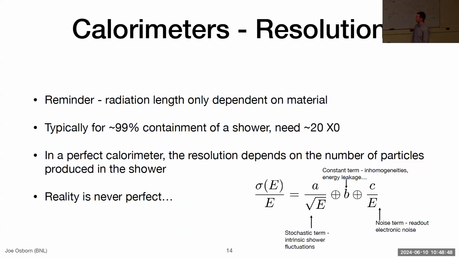Okay, so let's talk about the resolution of calorimeters. Just as a reminder, the radiation length is only dependent on the material. So if you do some calculations with that equation I showed before, typically for a 99% containment of the shower, you need something like 20 radiation lengths. Depends on the material, of course. It might be less, it might be a little bit more, but it's sort of in that ballpark that you need to contain the shower.